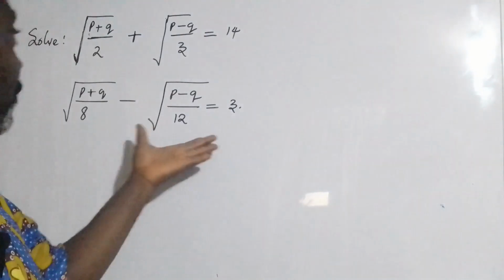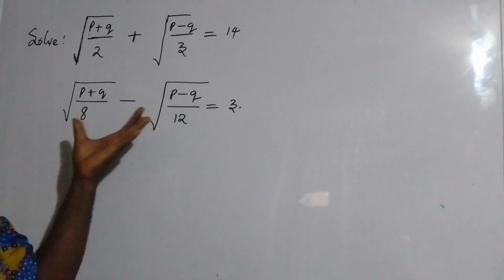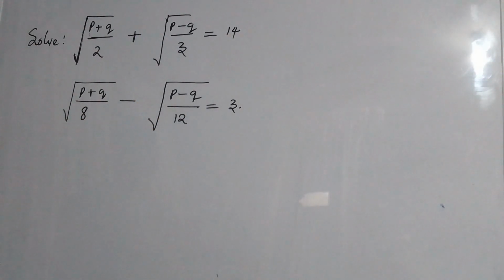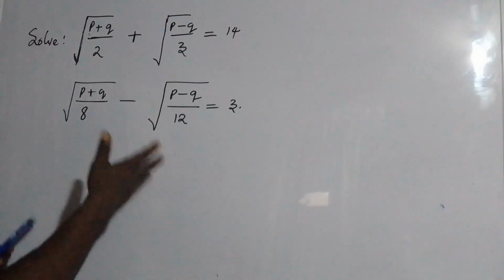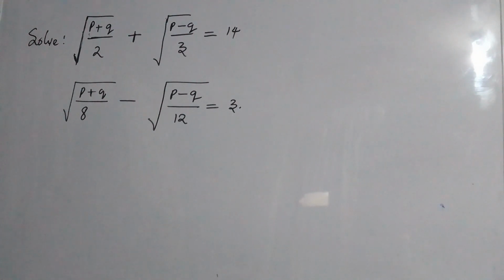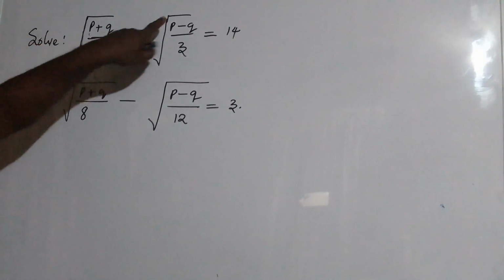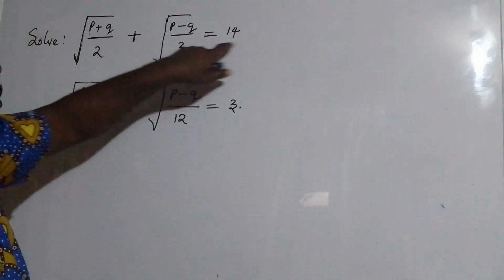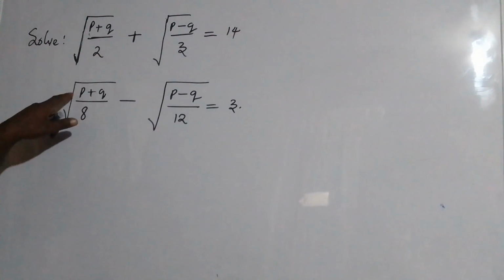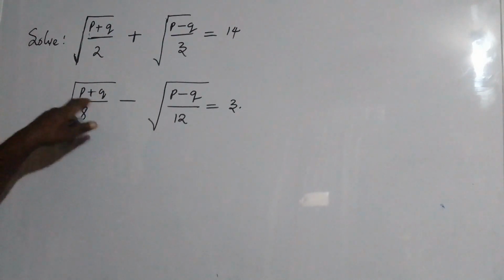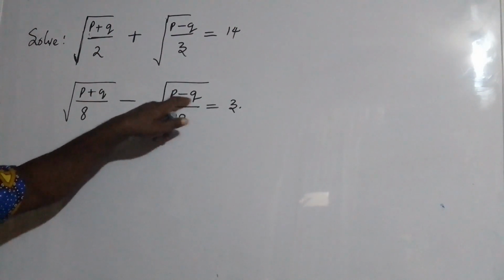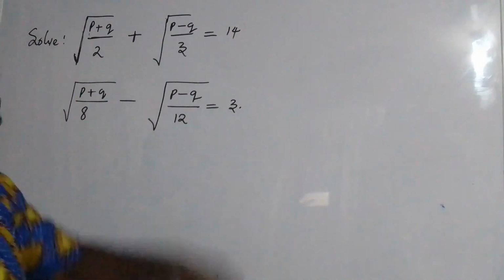We have these beautiful radical equations to solve. We have two of them, and they are simultaneous. Square root of p plus q over 2 plus square root of p minus q over 3 equals 14. And then we have the second equation: square root of p plus q over 8 minus square root of p minus q over 12 equals 3.